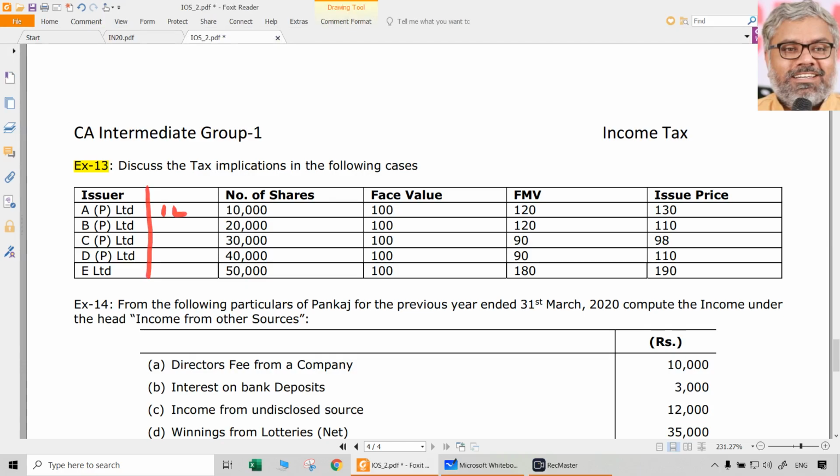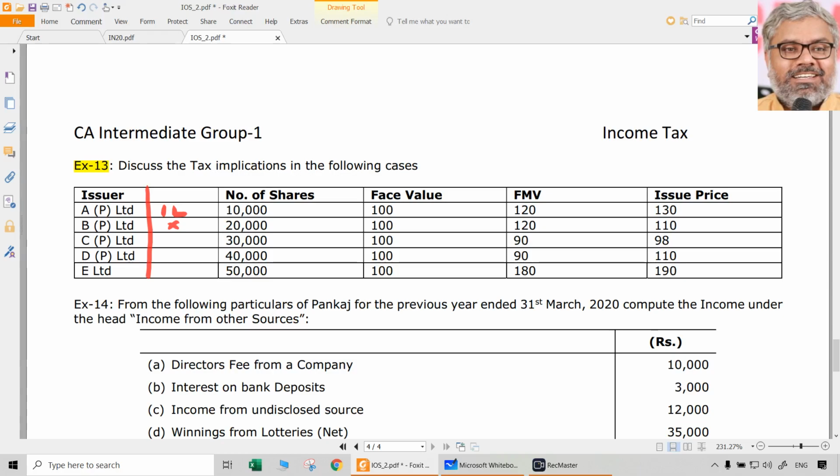Why? 10,000 into 10. What is the 10? Difference between issue price and fair market value. B Private Limited, 20,000 shares issued, face value 100, fair market value 110, 120, issue price is 110, nothing is taxable. What's the problem in that? Issue price is less than fair market value, no? There is no problem. So nothing is taxable for B Private Limited.